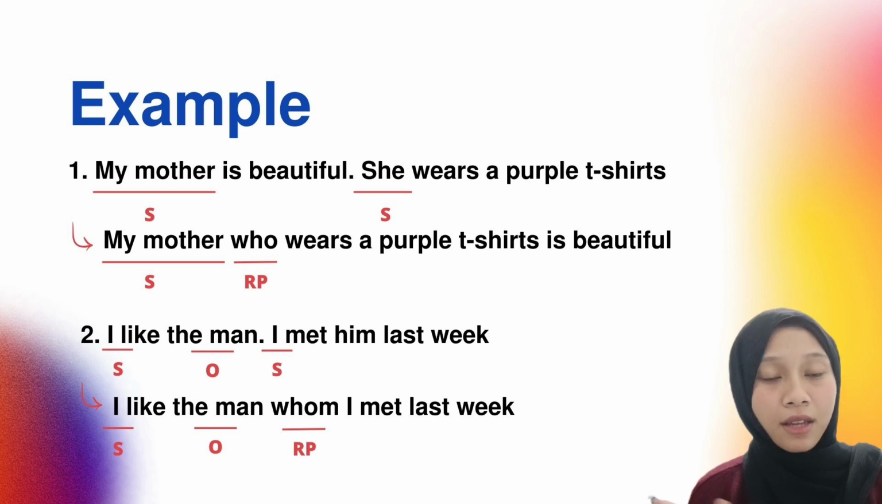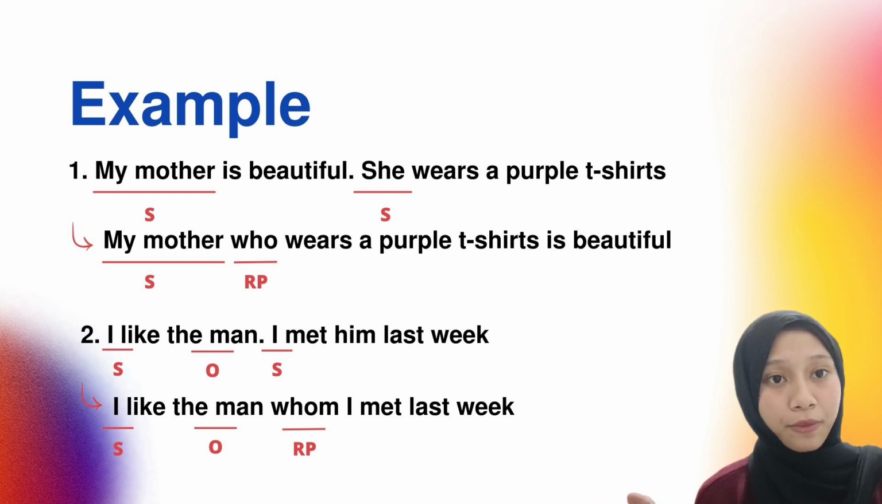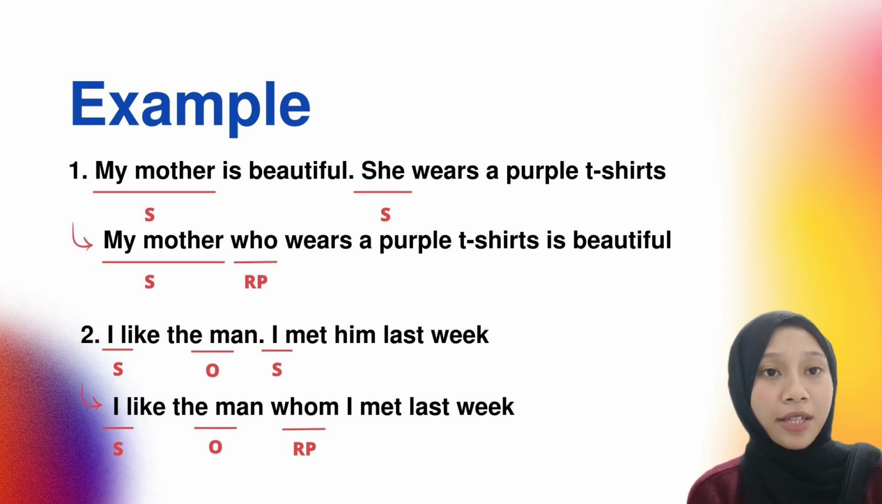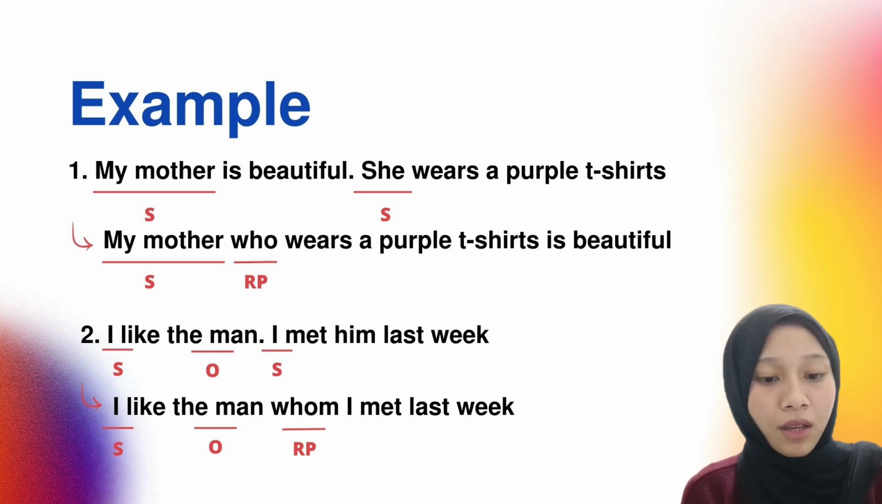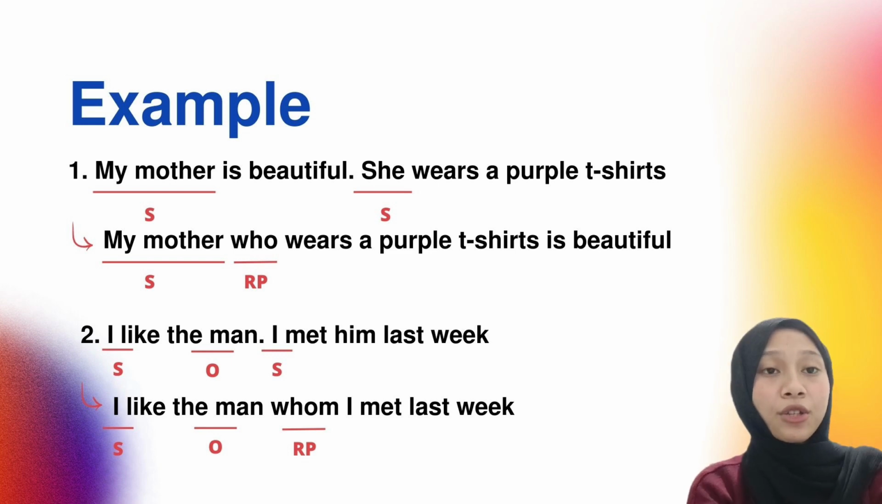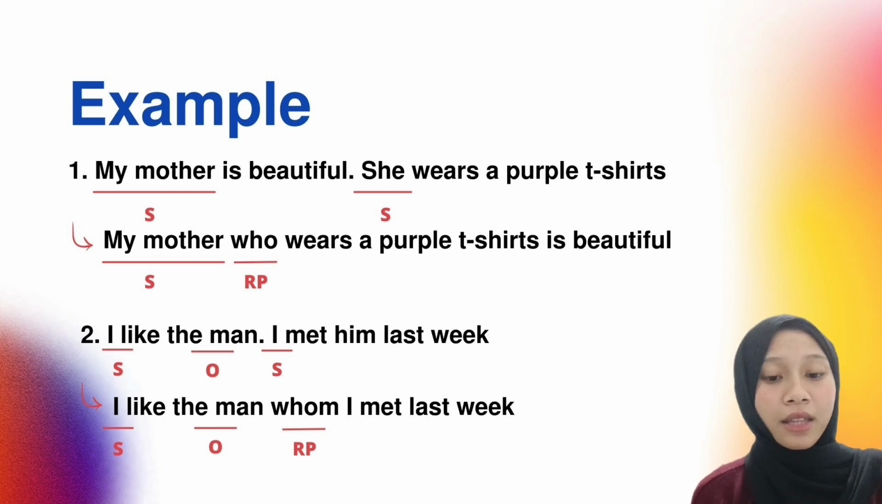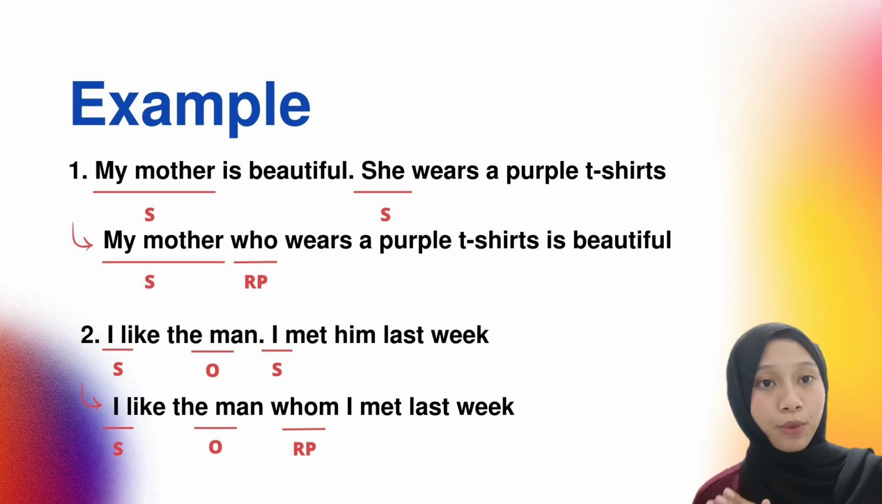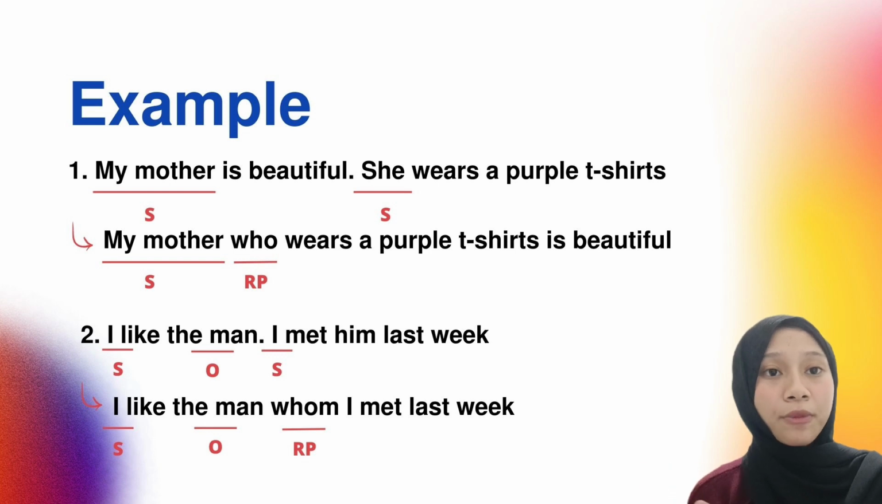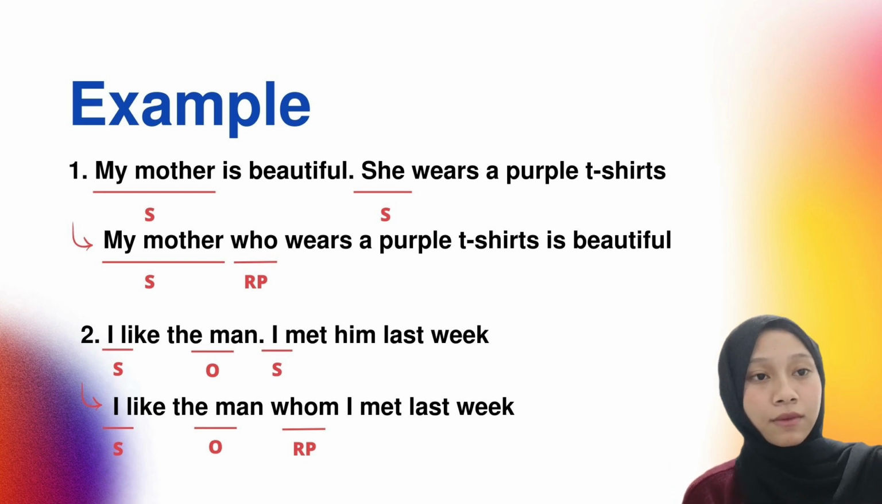I like the man. I met him last week. I as a subject and the man as an object. I met him last week. How to combine those sentences? You can use relative pronoun whom. So I like the man whom I met last week. Why do we use whom? Because the object is people.